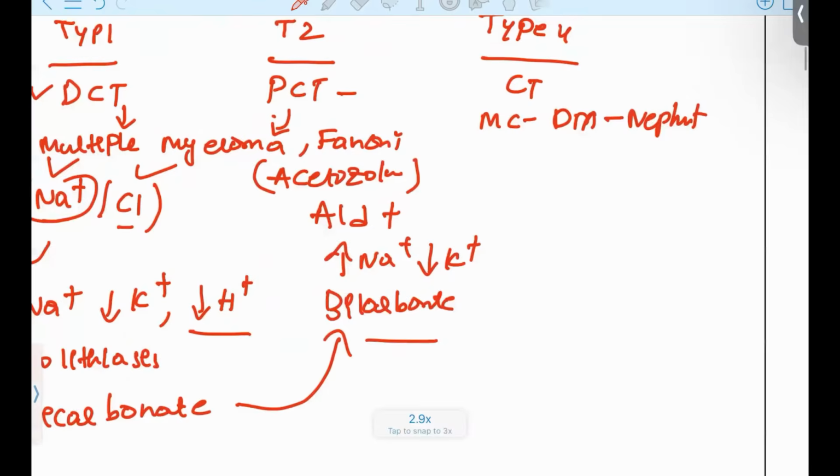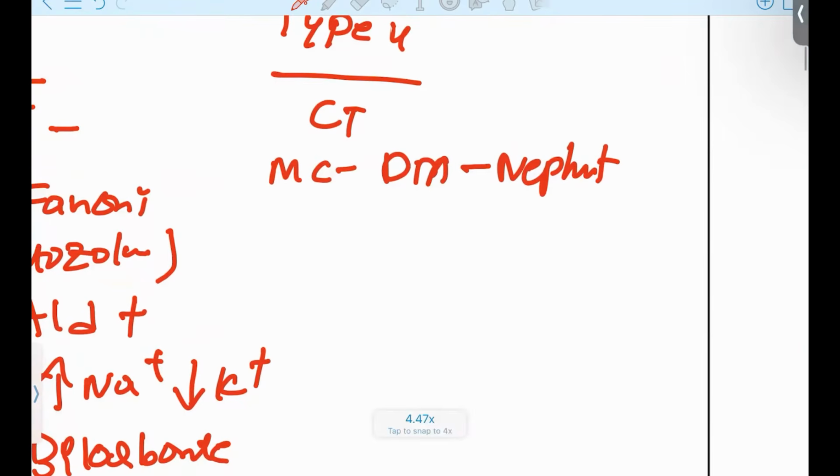Next, coming to type 4, this is quite different. This is happening in the collecting tubule. So your ENaC channel is completely blocked.